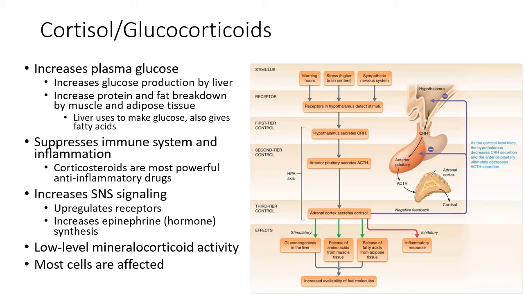You also have a little bit of effect of the glucocorticoids on the kidneys to regulate water and ion content in the blood and pH of the blood, but that's a minor effect. Almost every cell in the body is affected by cortisol and by the other glucocorticoids. And having those hormones is really important.